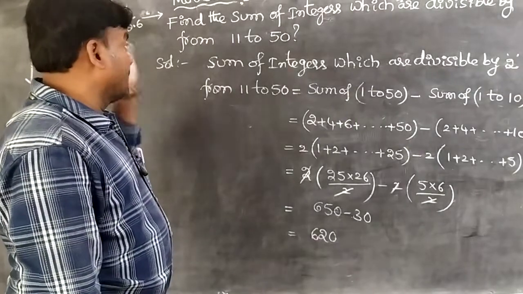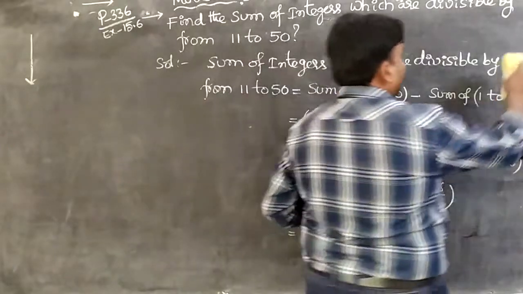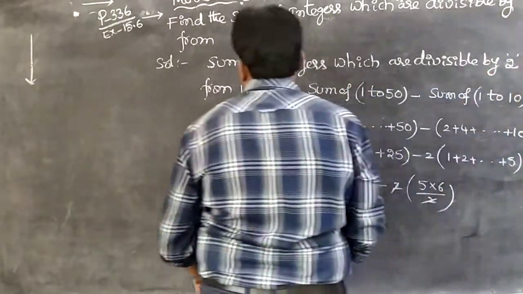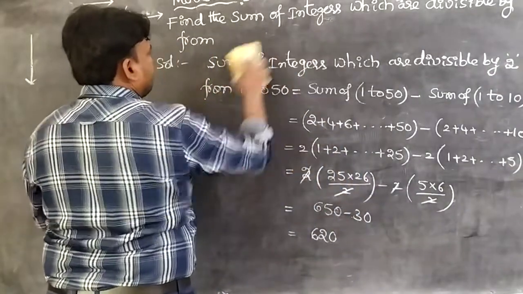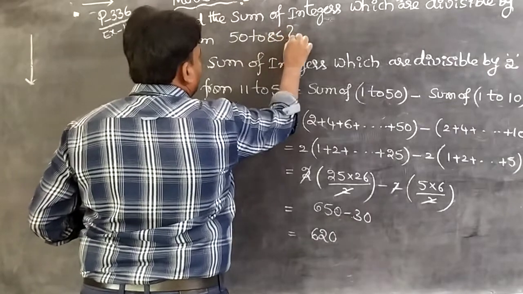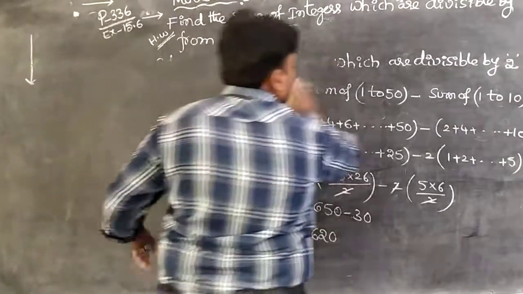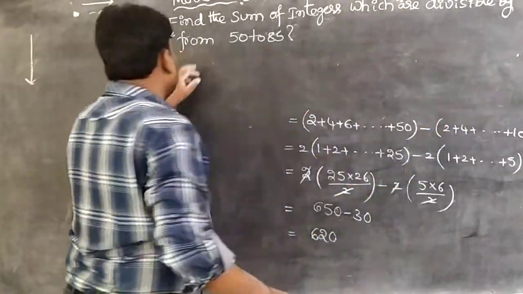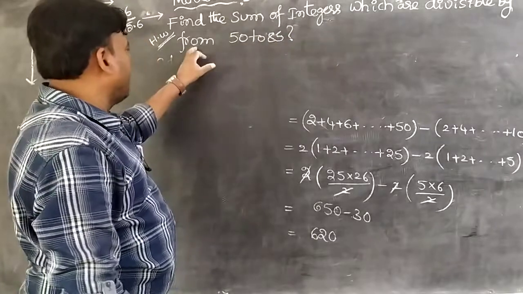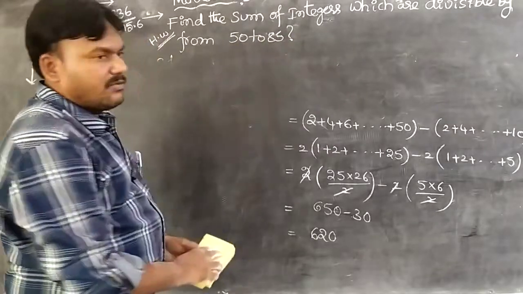And do the homework, students. Find the sum of integers which are divisible by 5 from 50 to 85. This is the homework problem, students. Observe the solution, all of you. Homework again: find the sum of integers which are divisible by 5 from 50 to 85. Okay, students, clear, all of you? Right. Go for the next problem.